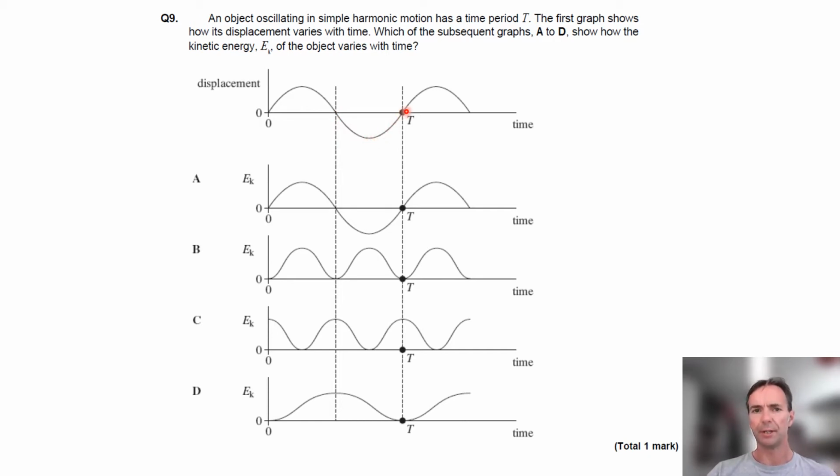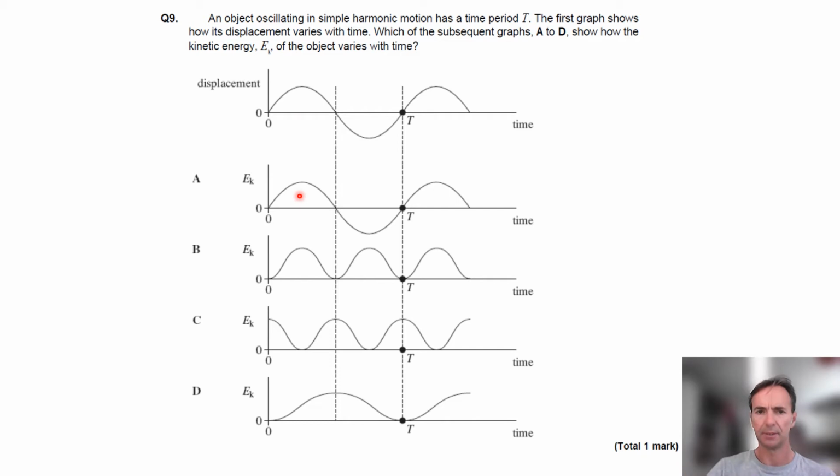So when we're talking about the kinetic energy, we're interested in the velocity. So where is velocity the maximum in a simple harmonic motion? Now, maximum displacement, of course, is when it's come off to one side. If it's at maximum displacement, its velocity will be zero. If its velocity is zero, its kinetic energy will be zero. So we're already looking for something where at maximum displacement, the velocity has got to be zero.